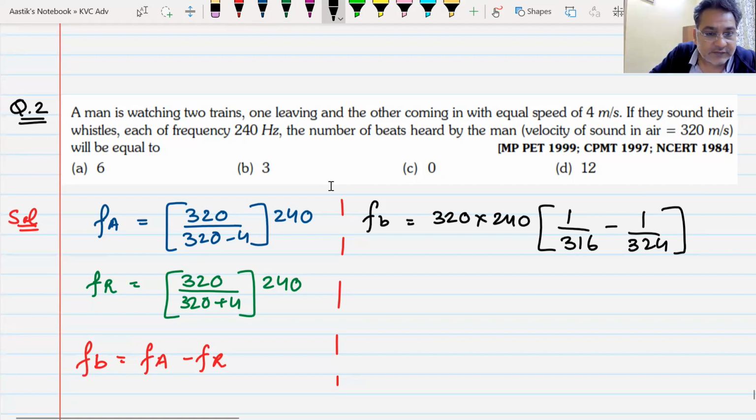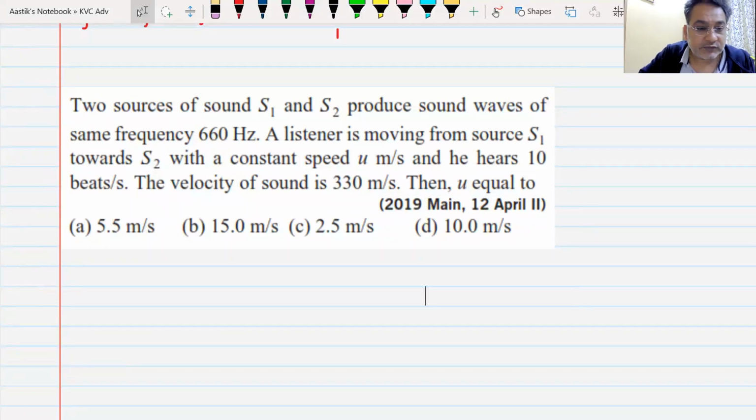Now, these are the questions that have come in your JEE Main. So let's attempt a few for you to have an understanding of what type of question you can expect. Two sources of sound S1 and S2 produce sound of the same frequency 660. A listener is moving from source S1 to S2. So instead of the train moving, the observer is moving with constant speed u. He hears 10 beats per second. If the speed of sound is given, what is u equal to? I will give you 2 minutes to solve this. Everyone understands the question? Yes, sir.